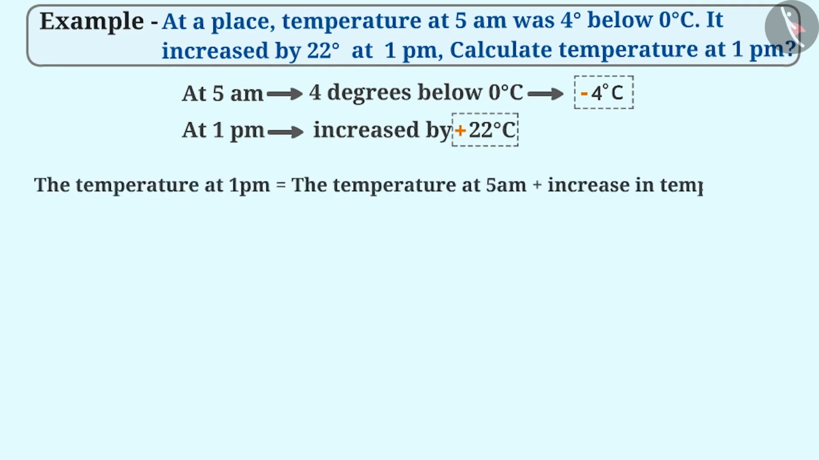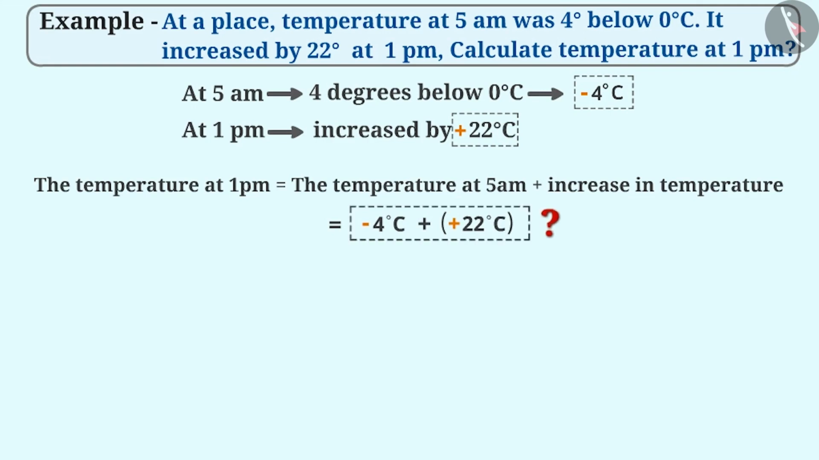The temperature at 1 p.m. is calculated by adding the temperature at 5 a.m., that is, minus 4 degrees centigrade, with the increase in temperature, that is, plus 22 degrees centigrade. Here, as you can see, there are opposite signs in the expression. Can you tell how to add them? Think about it.